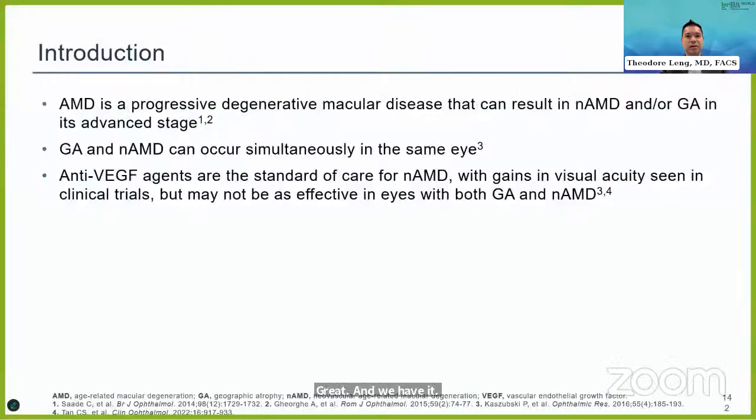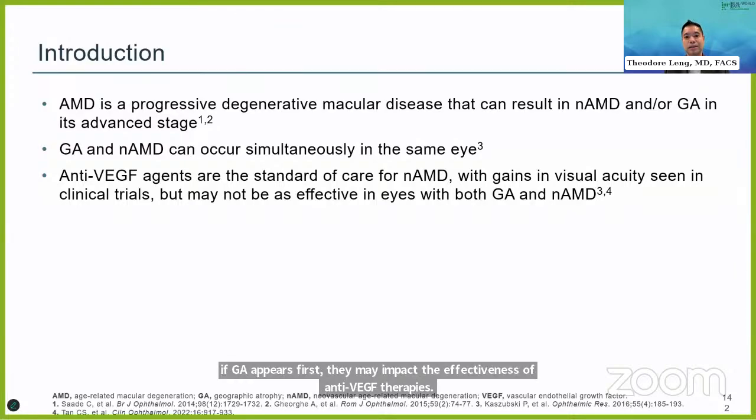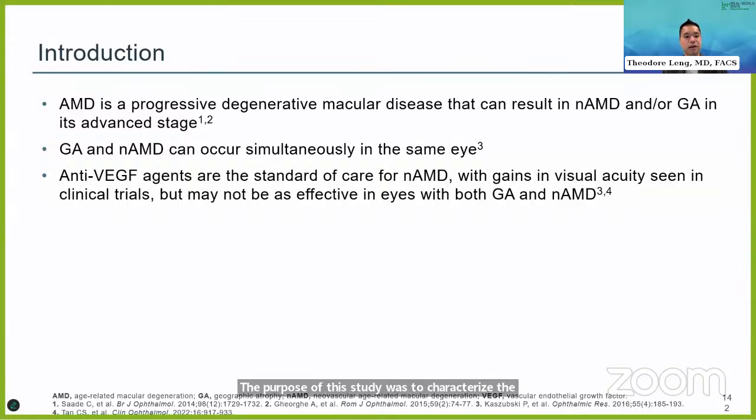So advanced macular degeneration can present as either geographic atrophy or neovascular AMD, but both can occur simultaneously in the same eye. So if GA appears first, it may impact the effectiveness of anti-VEGF therapies. The purpose of this study was to characterize the clinical features and anti-VEGF treatment outcomes in patients diagnosed with coexisting GA and neovascular AMD.